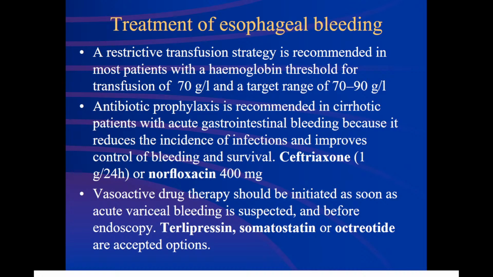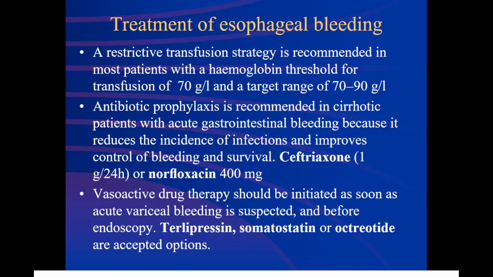I told you that we have to check which group of blood this patient has for transfusion. If large bleeding, patient needs blood transfusion. Antibiotic prophylaxis is recommended in cirrhotic patients with acute gastrointestinal bleeding because it reduces the incidence of infections and improves control of bleeding and survival. Usually ceftriaxone or norfloxacin.